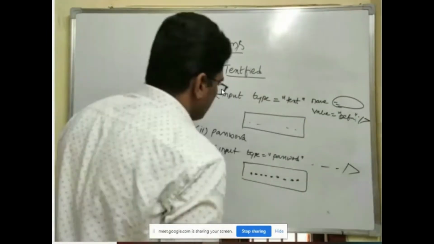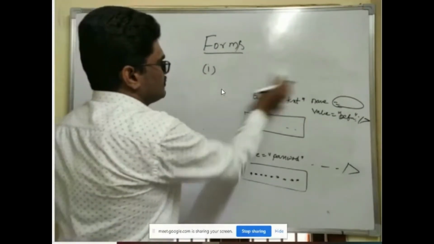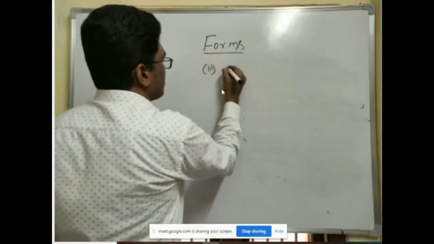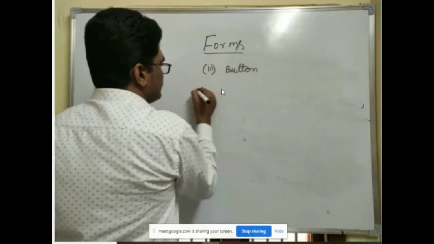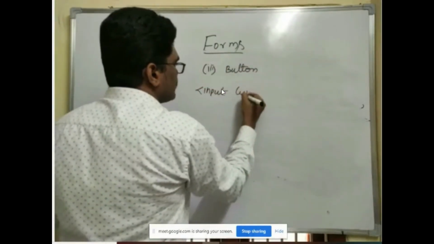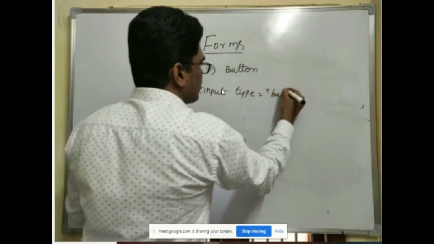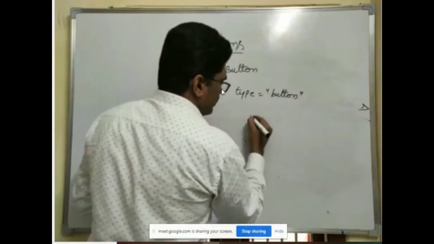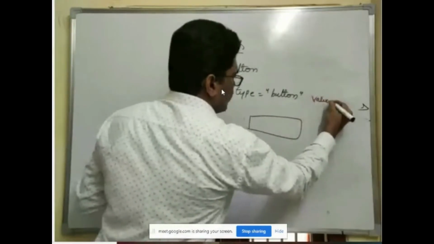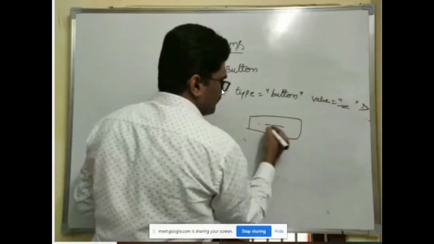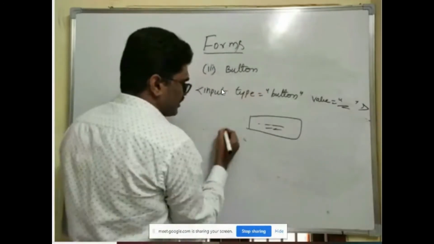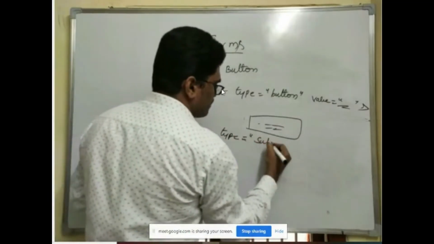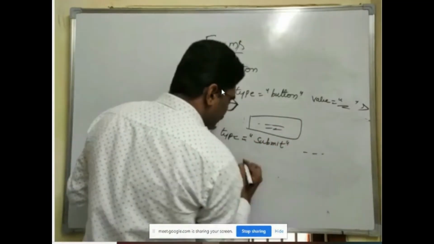So now, the third field is button. I can say input type is equal to button. I'll get a button like this. What is the label that you want on the button? You can give it in the value field. Whatever value you are giving, you'll get it. Or you can give type is equal to submit. So by default, you will get a submit button.